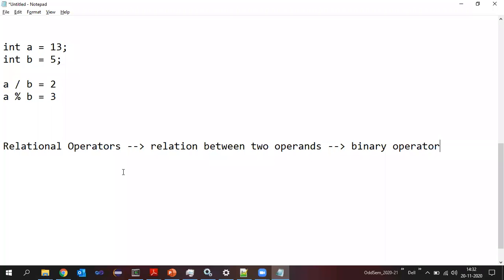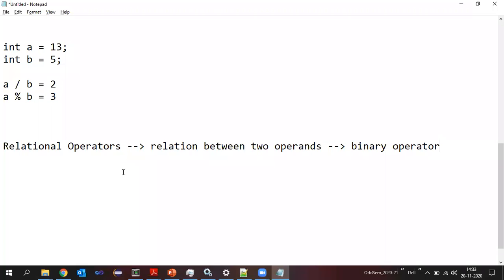Okay, one last question. Say a true or false question may come: is a relational operator a unary operator? True or false? False. It is not a unary operator. It is a binary operator, right?